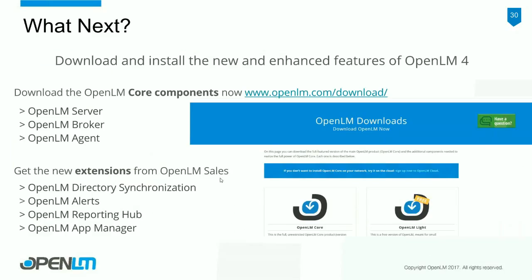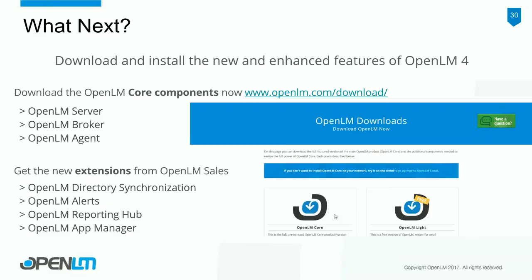So what's next? You can download and install the new and enhanced features of OpenLM 4. You can download the core components now, and you can get the extensions from OpenLM sales. So just to recap, the server, broker, and agent got a few modifications and enhancements. The extensions that got enhanced are the directory synchronization, the alerts, reporting hub, and app manager.